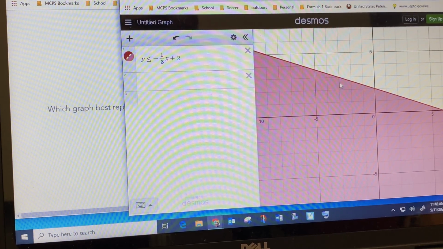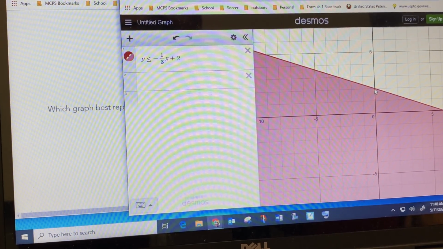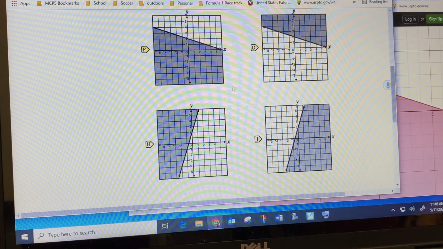And I can see the shade is going down from the y-axis at 2. The intercept is at 2. And the intercept in x is going to be at 6, so 2 and 6. So let's go check here. The intercept here is going to be at 2 and 6. And the shade is down. I believe this is going to be the answer.